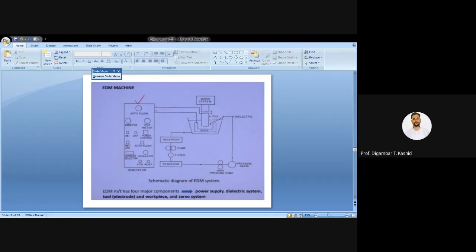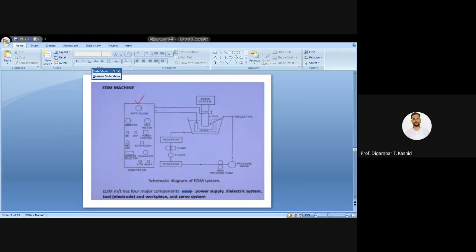Suppose you want to make holes with a very high length to diameter ratio, or high aspect ratio holes. Between the tool and workpiece you have to flow the dielectric, and to continue the machining you have to keep supplying it. For flowing the dielectric there should be very good fluidity. Again, the viscosity should be low so that it can flow in the small gap when you are making a high aspect ratio hole.